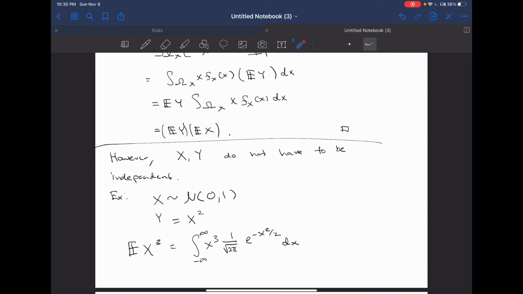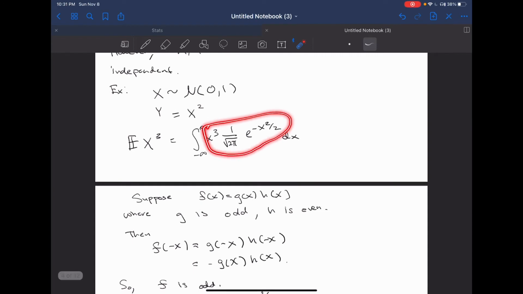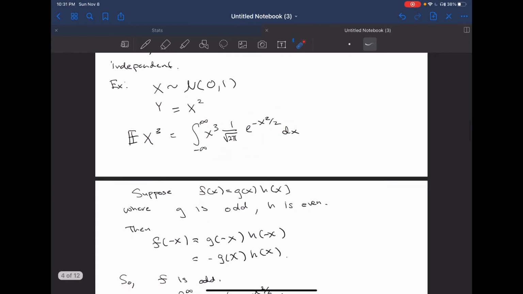By the definition of the standard normal and expectation, we want to take this function x cubed, times the density of the standard normal. Now if you don't immediately see this, this is actually equal to 0. That's because x cubed is an odd function and the density is an even function, so the product will be an odd function, and you're integrating this odd function over the real line, which is going to give you an integral of 0. If you don't know why this is an odd function, we'll do a short proof over here.